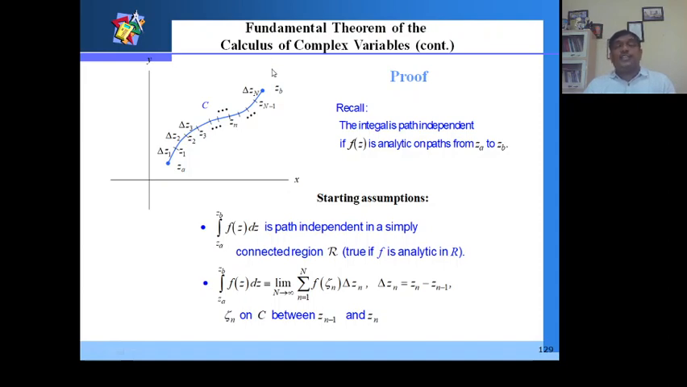because you know that integration is a limit of a sum. Here, the limit of n tending to infinity, summation with n running from 1 to capital N, of f of zn into delta zn. Delta zn is the length of each interval, from zn minus 1 to zn. Then zn is a curve between zn minus 1 and zn.